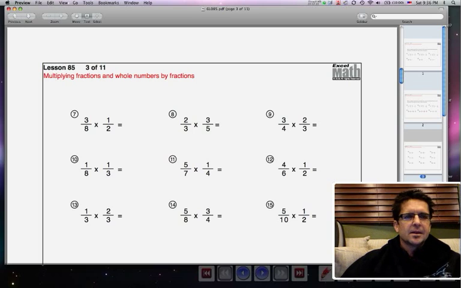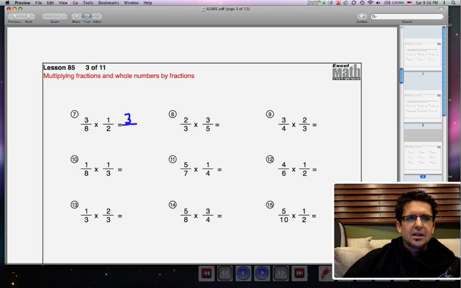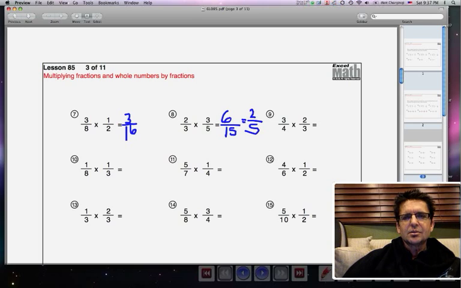answers. Okay, for number 7, 3 times 1 is 3. 8 times 2 is 16. The only thing you can divide 3 by is 3, and you can't divide 16 by 3. So that's your reduced answer. The next one you have 2 times 3 is 6, and 3 times 5 is 15. Now both of these numbers can be divided by 3. 6 divided by 3 is 2, and 15 divided by 3 is 5. So the reduced answer for that is 2/5.